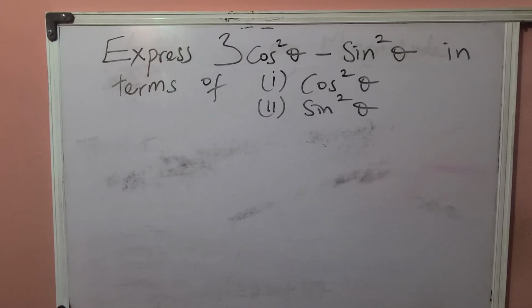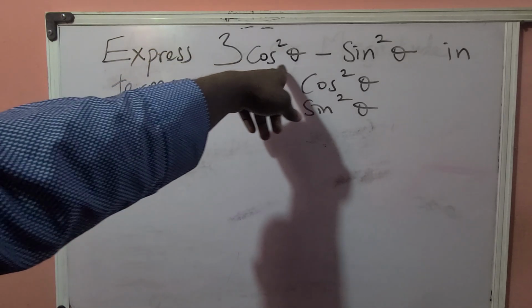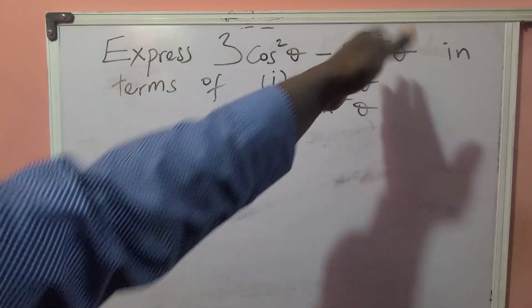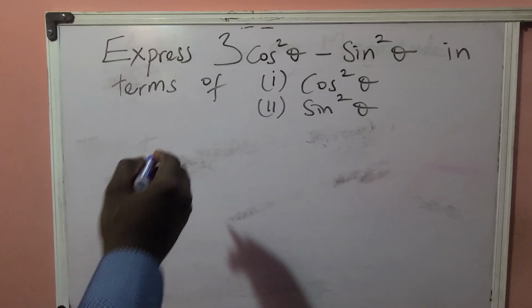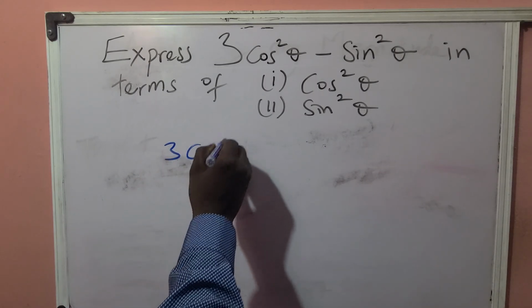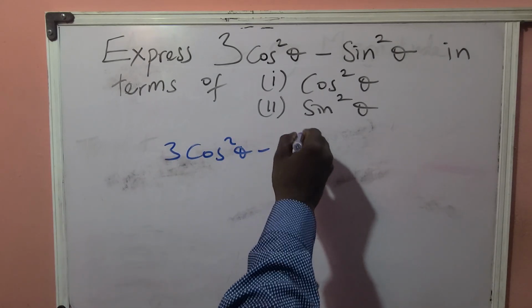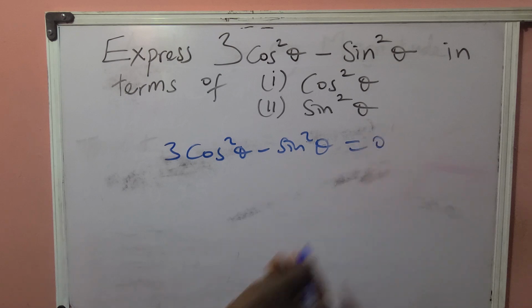One of the skills every student must have while trying to solve trigonometry equations is the ability to convert the entirety of the equation to just one trigonometric function. So for instance, we have this particular question right here: 3 cos squared theta minus sine squared theta. Now let's say we have this written in equation form, for instance, 3 cos squared theta minus sine squared theta equals 0.